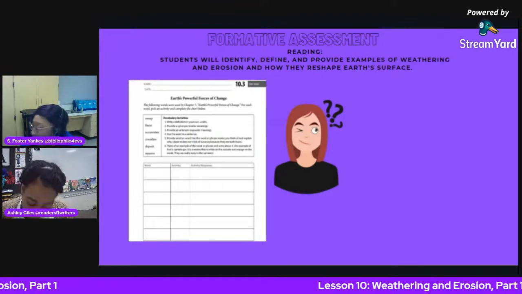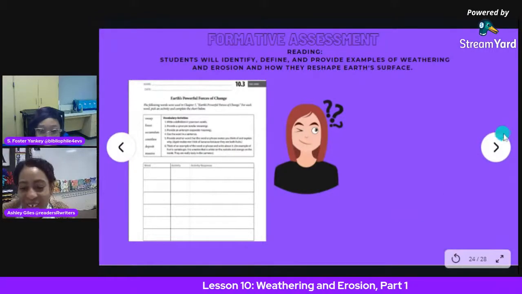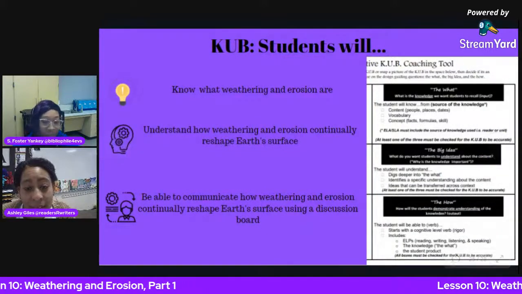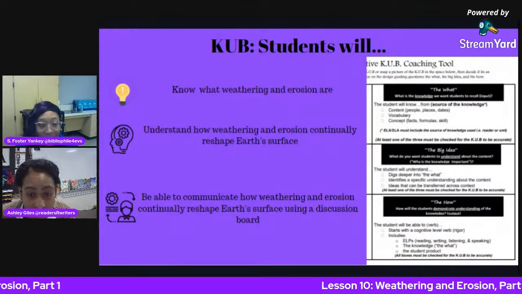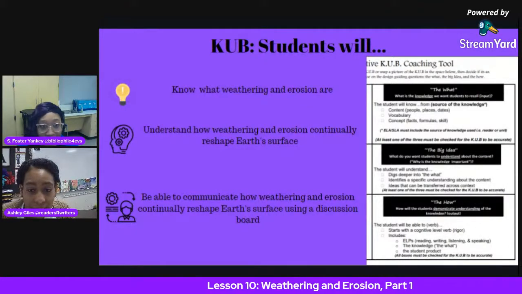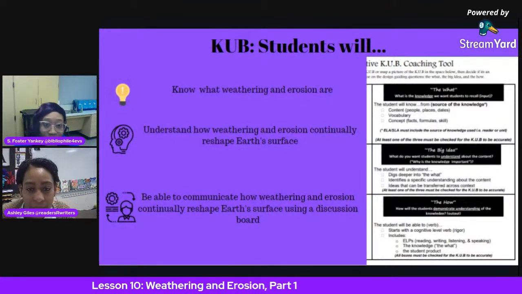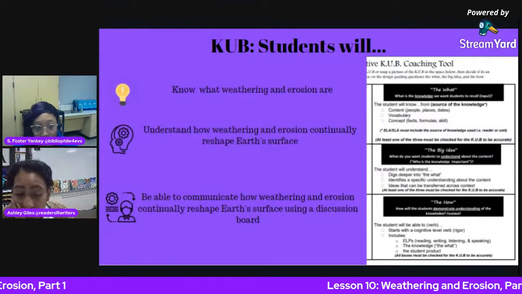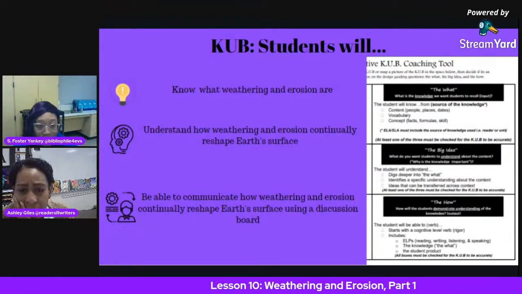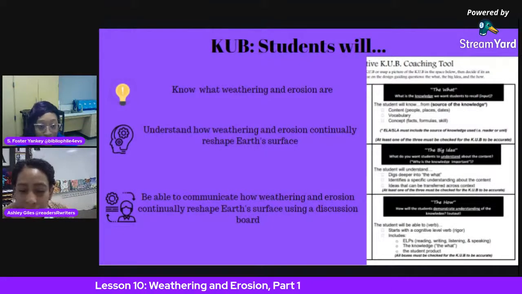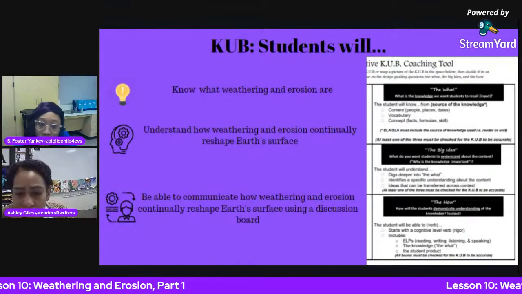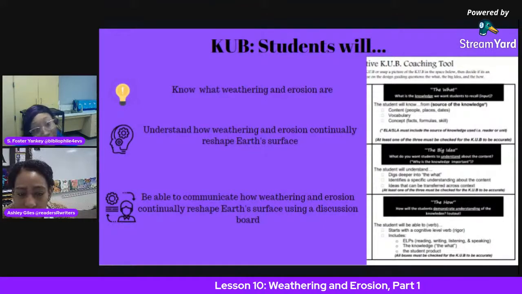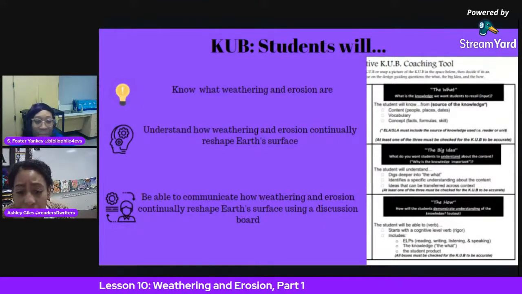All right, let's see what I gave. It's a mess. Well, first, because we didn't know the formative assessment. But I like to know. The know is on point, right? Yeah, that was basic. They need to know what weathering and erosion are, and then understand how weathering and erosion continually reshape Earth's surface. Why do they need to know about weathering and erosion? Because it reshapes Earth's surface. And then be able to communicate how weathering and erosion continually reshape Earth's surface using a discussion board, because I didn't know what the formative assessment was. Right. Now flow chart.